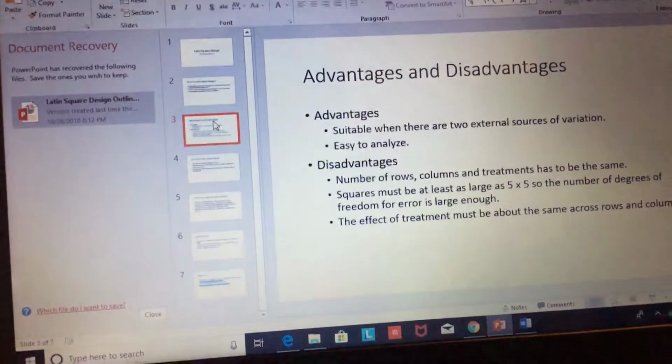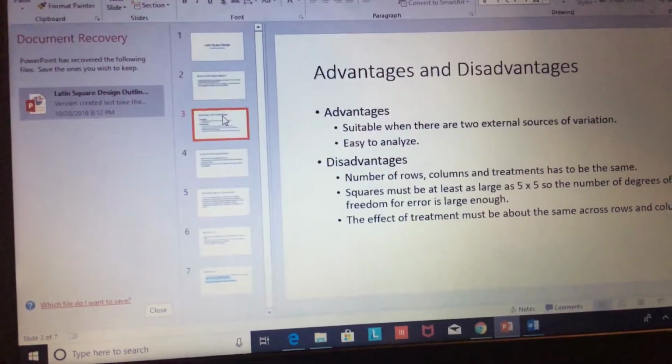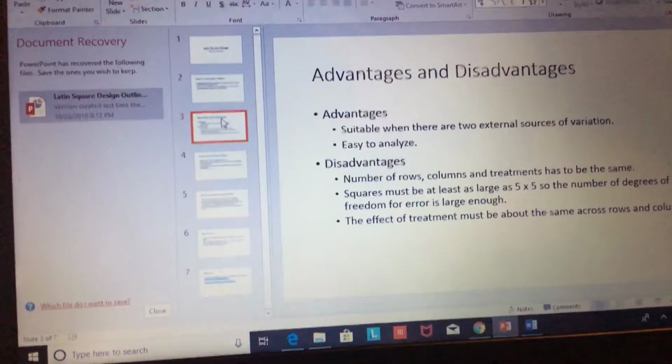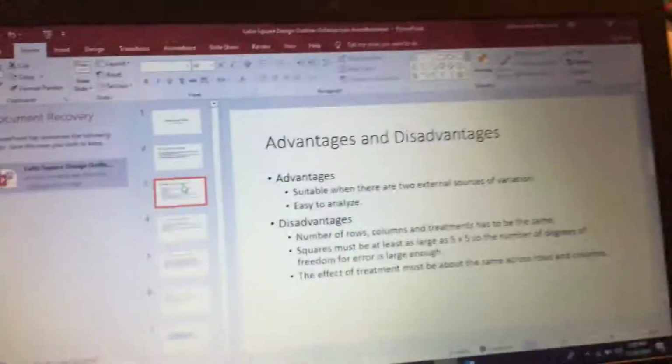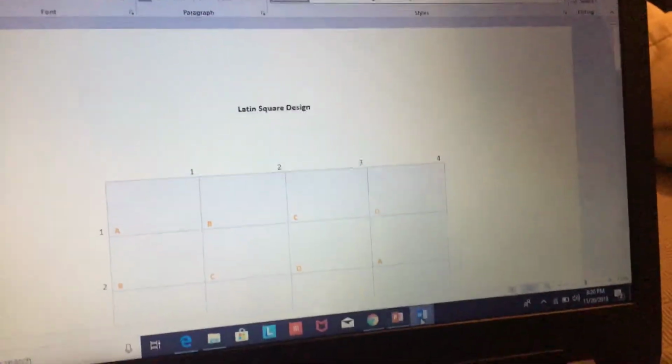So the number of degrees of freedom for error must be large enough, and the effect of treatment must be about the same across rows and columns. Now I'm going to show how it looks.